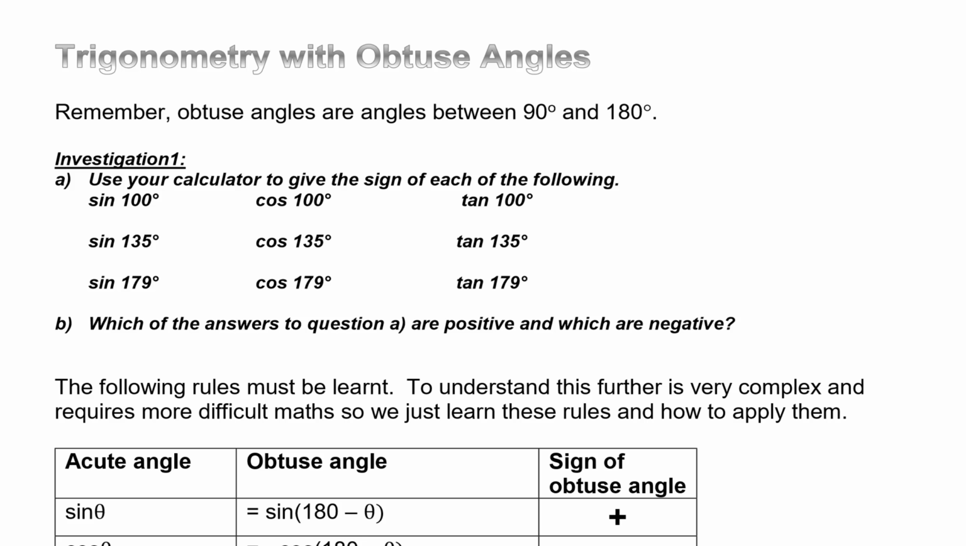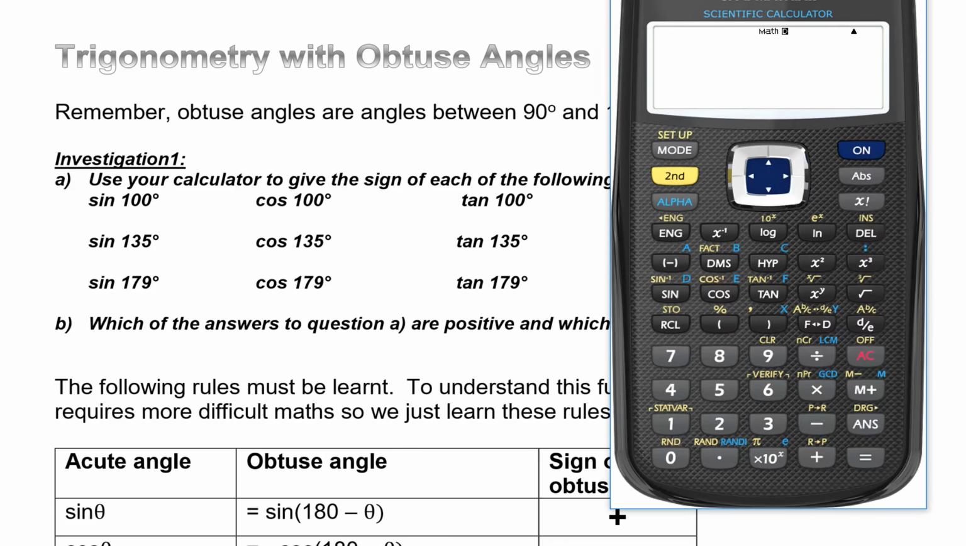We need to learn some rules about what happens with trig functions when we get to obtuse angles. You will find with your calculator that you can punch in all sorts of things. For example, if I try the sine of 100, I get an answer of 0.98. Now, what's the sine of 80? Very similar. Coincidence? I think not.